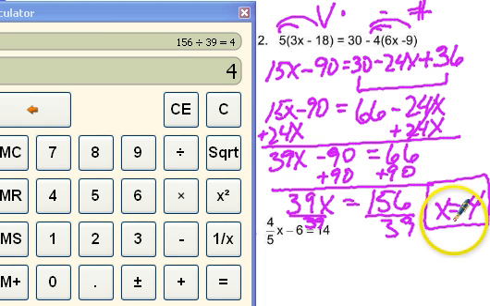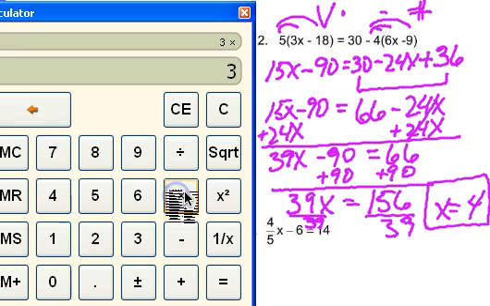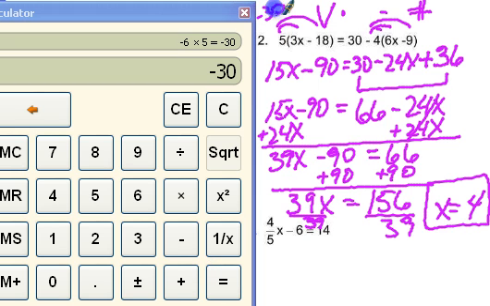And again, we could go up here and plug this 4 in. As a matter of fact, let's just do it. We're going to do 3 times 4 minus 18, which equals negative 6. So all that's negative 6 times 5. So I got a negative 30 over here from my check. So on the other side, I should get negative 30 also.